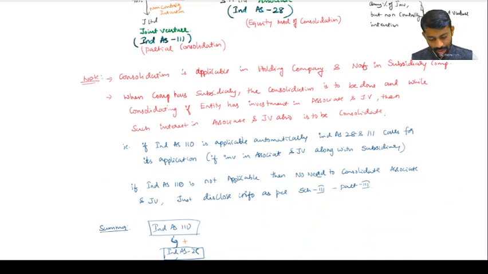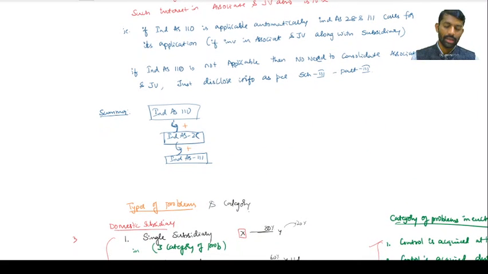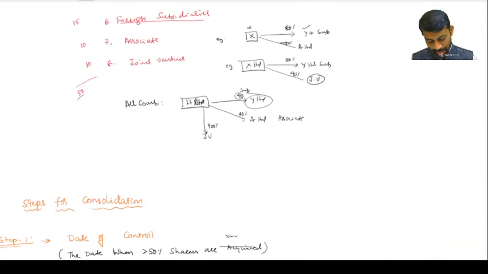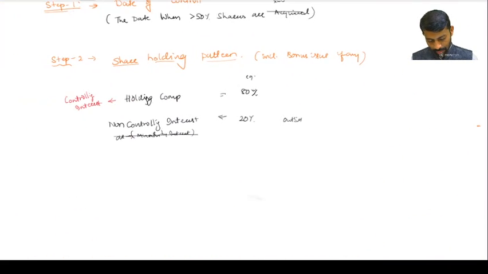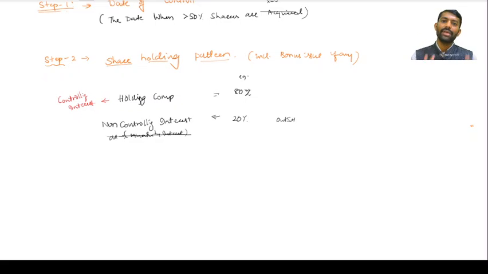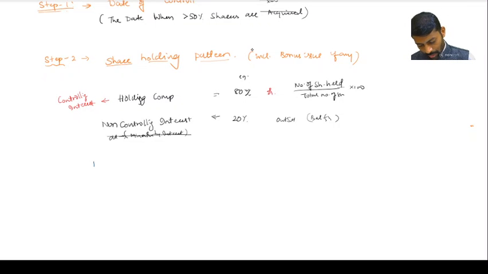In the first session, in the introduction to consolidation, we had this information. Either this 80%, if given in a problem, we will take. Otherwise, it is the number of shares held by the holding company divided by the total number of shares, into 100. You will get this percentage.